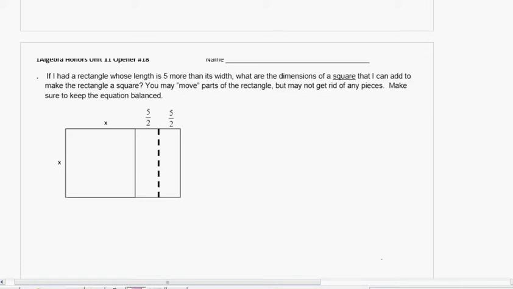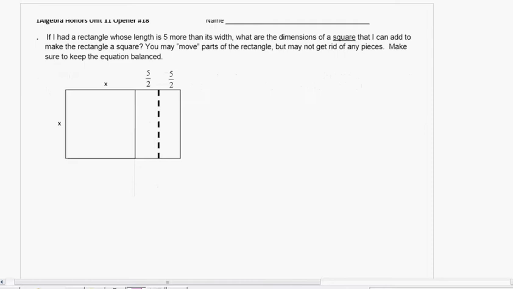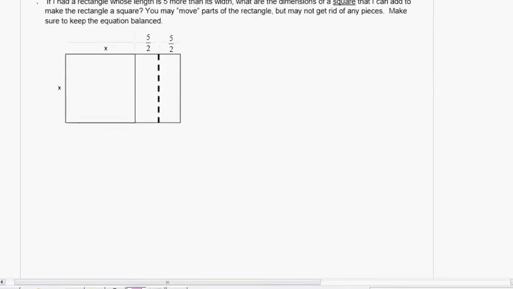Alright, so if I had a rectangle whose length is 5 more than its width, what are the dimensions of a square that I can add to make the rectangle a square? You may move any parts of the rectangle, but you may not get rid of any pieces. Make sure to keep the equation balanced. Alright, so let's look at this. So there's a couple things I can do.